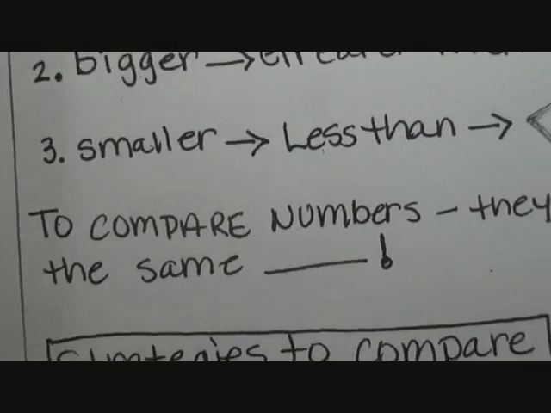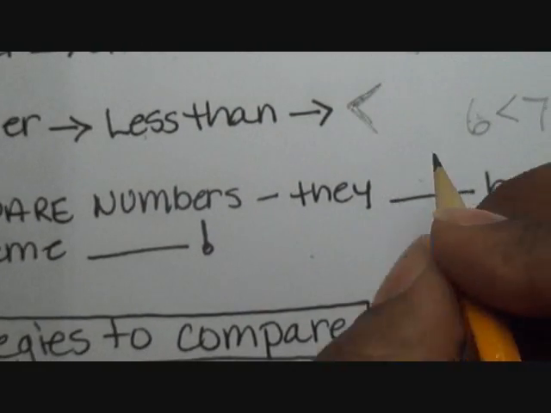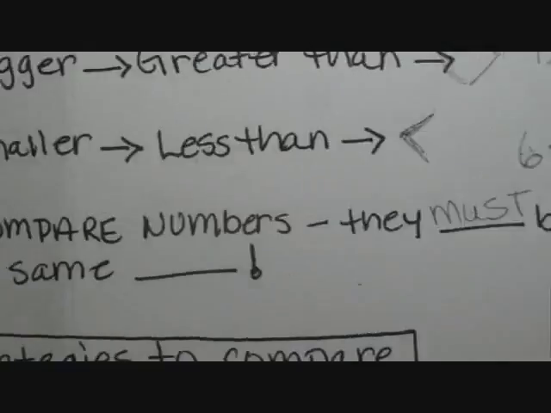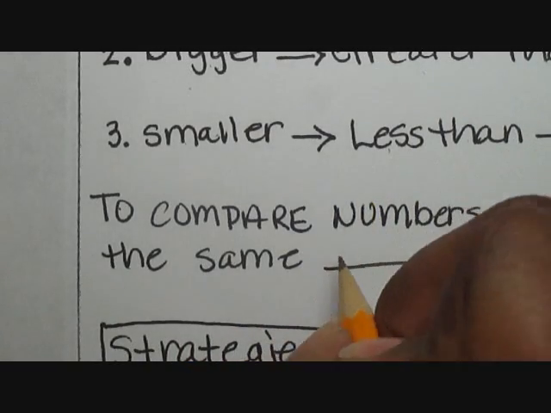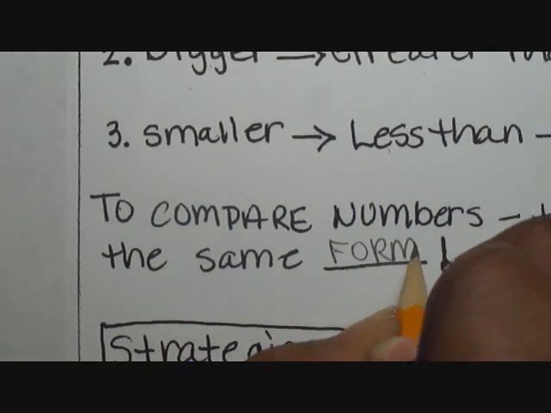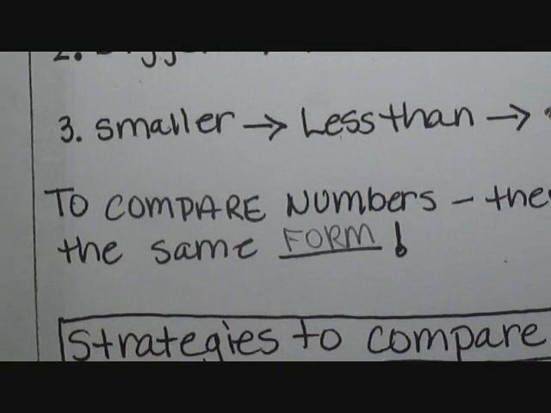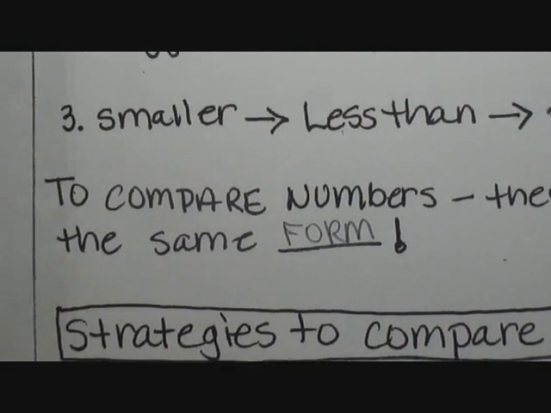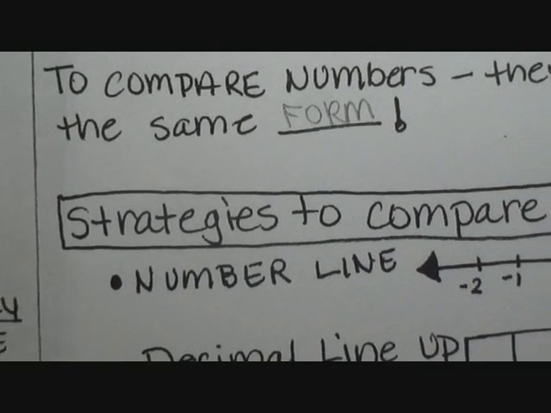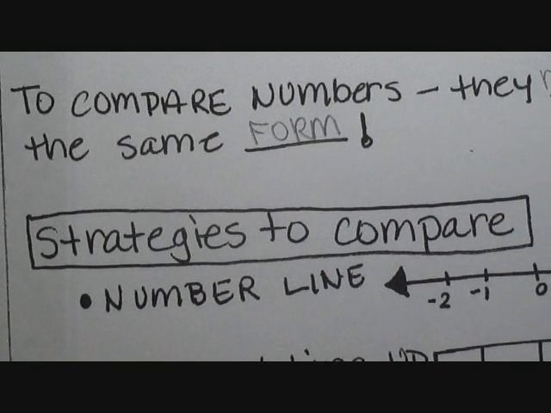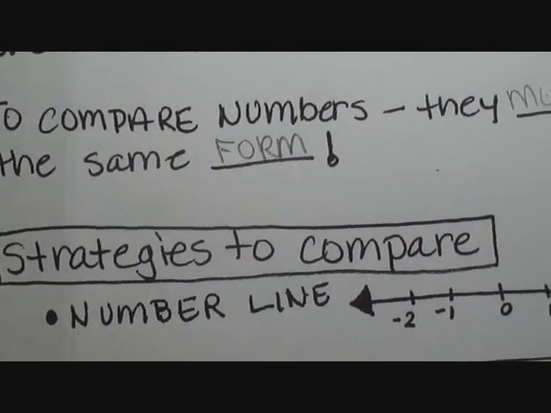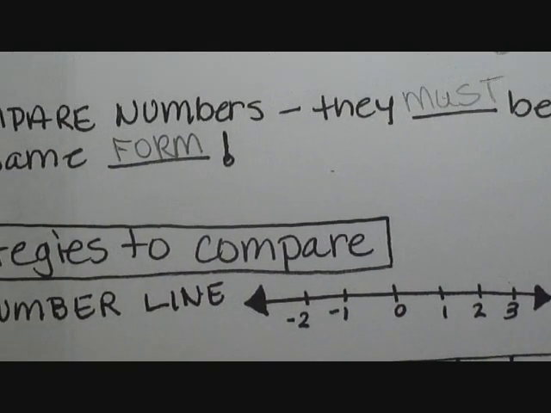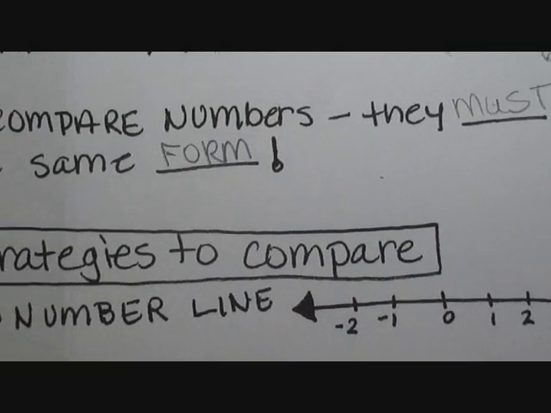Okay, to compare numbers, they must be in the same form. You'll need to know that before you can compare or order any numbers. Okay, there are several strategies that we can use to compare and order numbers. The first strategy that we learn in school is the number line, and we continue to use this throughout math in 8th grade this year.